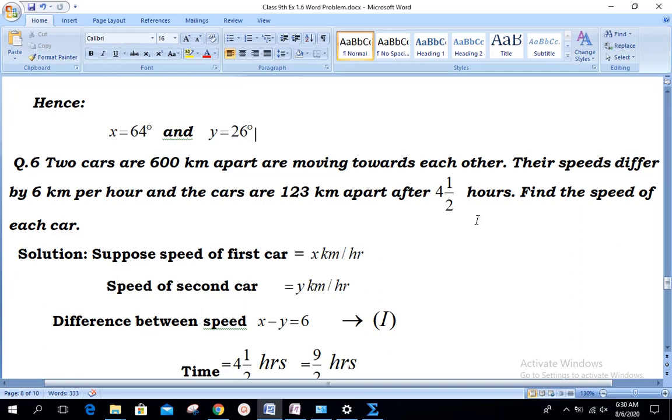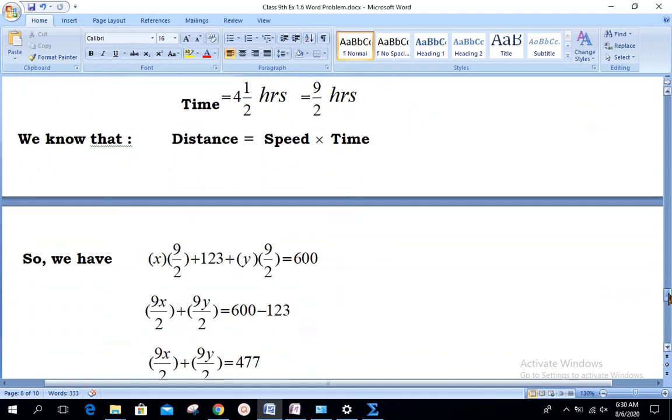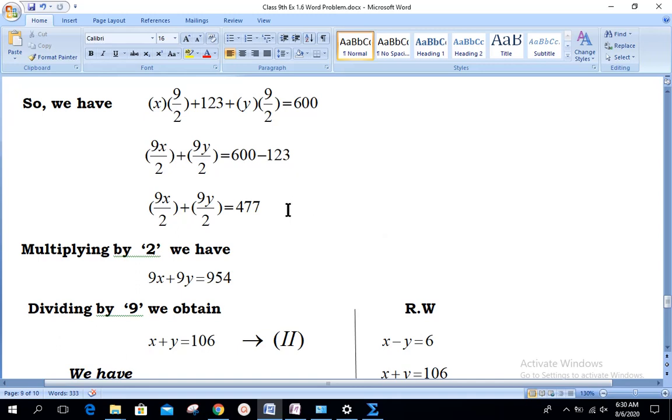Next, the time is given as 4 whole 1/2 hours. That can be 9/2 hours. As we know, distance traveled is equal to speed into time. So applying the formula, I have speed of first into time taken by the first plus speed of second into time taken by the second. Then the distance left in between, 123, is equal to the total distance 600 km that is given in the question. Simplifying this, multiplying by 2, you reach the result 9x plus 9y is equal to 954.